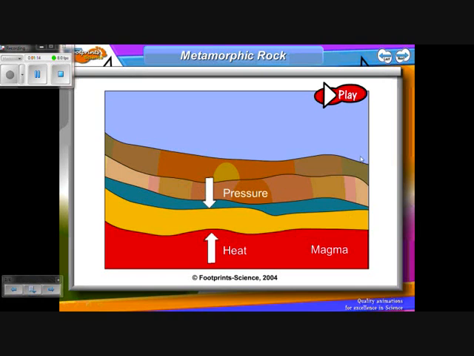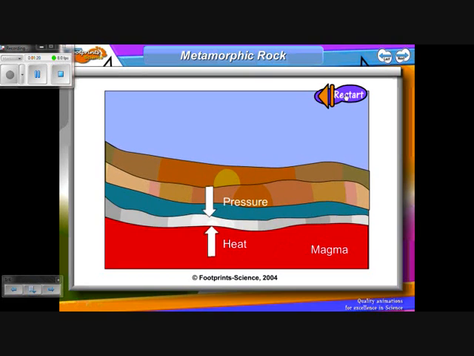And the last one, metamorphic rock. This one works by causing pressure and heat, pushing all that rock together until eventually you have a very solid rock forming.